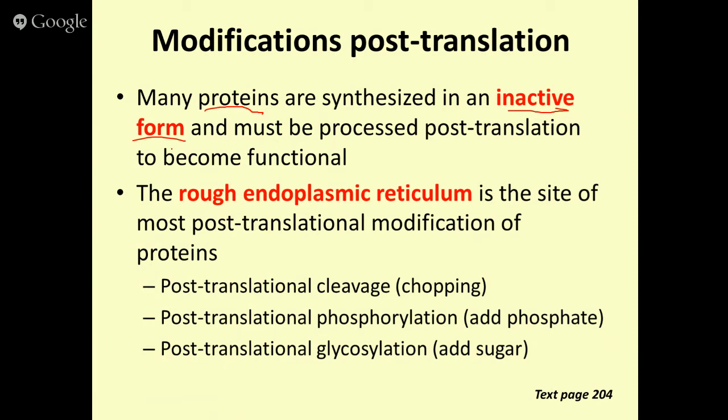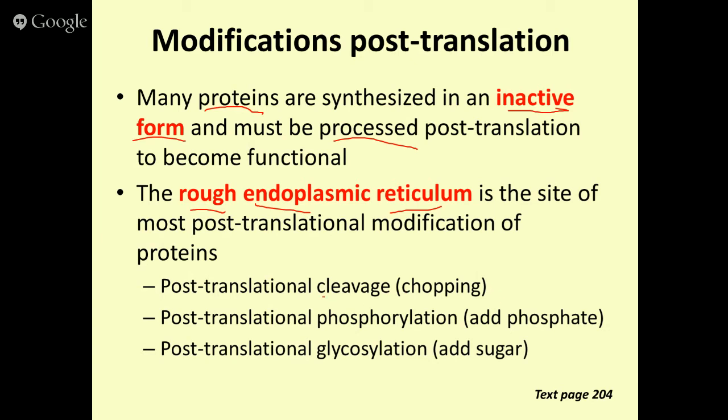So very often your proteins are synthesized in an inactive form, and then they're going to be processed to become active later. So remember, your rough endoplasmic reticulum has ribosomes all over the outside, and the rough endoplasmic reticulum is where most proteins are going to be modified. So let's look at the 3 ways that they could be modified.